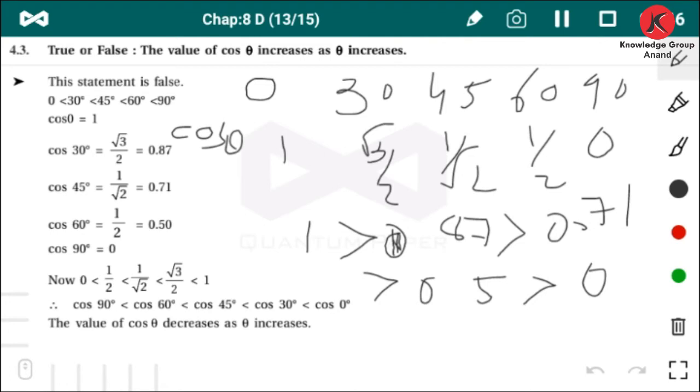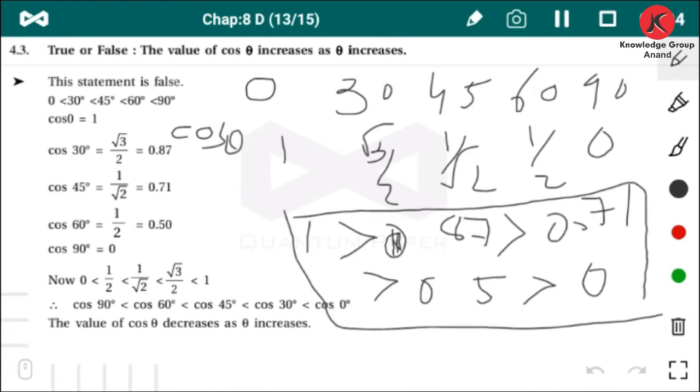We wrote it here in descending order; now in ascending order: 0 is less than 0.5, less than 0.71. Therefore the value of cos theta decreases as theta increases. Here theta increases, therefore these values decrease: 1 is greater than 0.87, 0.71 is greater than 0.5, greater than 0.